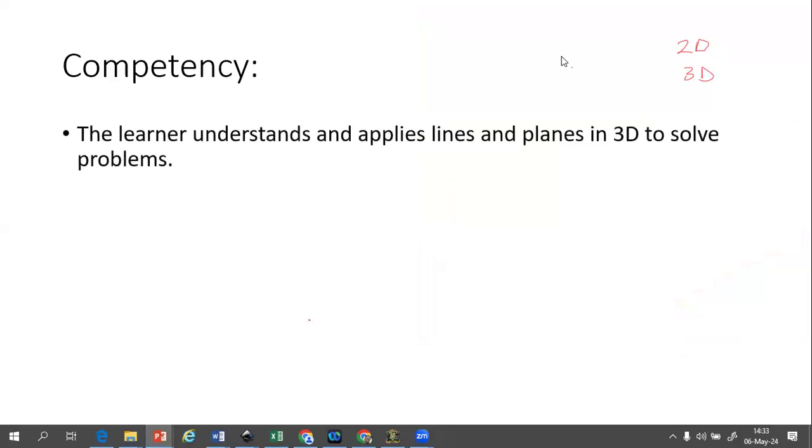Okay, now in this topic, our competence, you can write what we expect you to know by the end of the lesson. So this is our competence, we can write it.